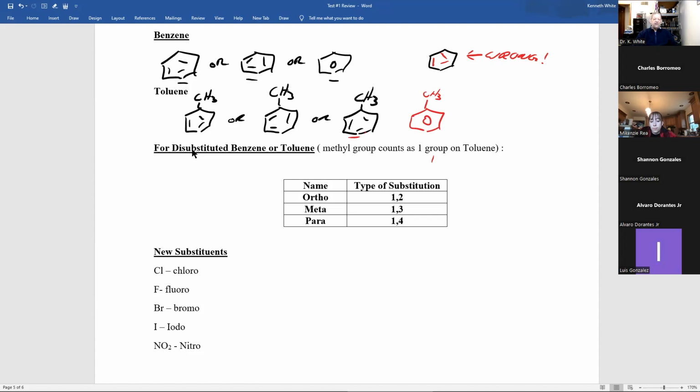Now, an old nomenclature that most organic chemists follow, and I do, is if you have a di-substituted benzene or toluene with another group, the methyl group counts as one of the substituents, you use ortho, meta, and para. And ortho, meta, and para means 1,2 di-substituted ortho, 1,3 meta, 1,4 para.